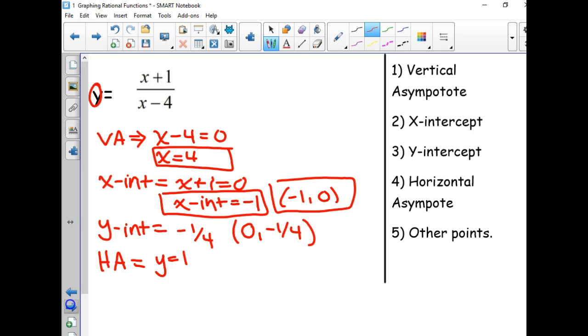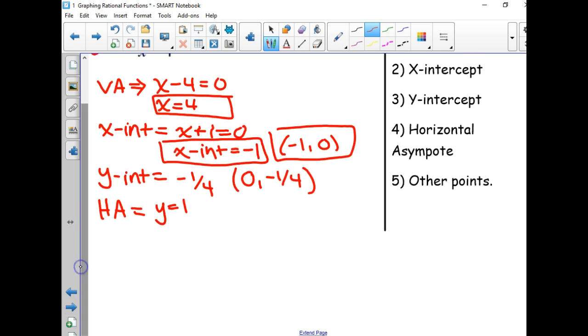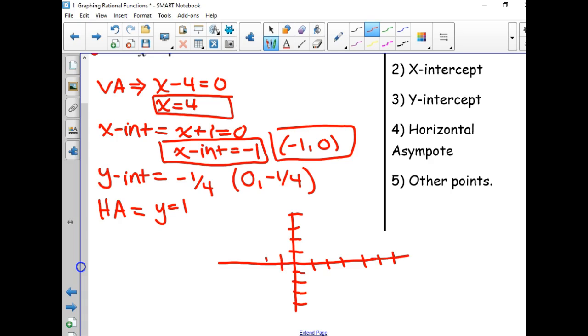And then what did I say to do before we get those other points? Yeah, graph everything first. That's going to make your life easier tomorrow. Okay, so let's go to our vertical asymptote. Our vertical asymptote is at x is equal to 4. I'll do it in blue. 1, 2, 3, 4. There's x is equal to 4 and a vertical line right through it.